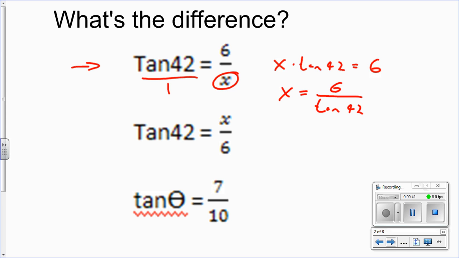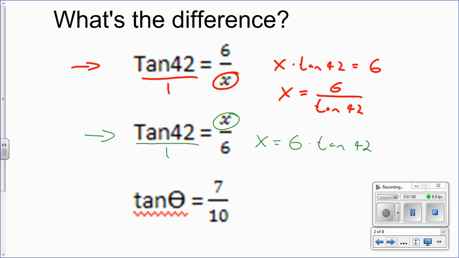Notice for this one, we have x in the numerator. So if we cross multiply, we get x equals 6 times the tangent of 42, which will give us a different answer than the previous one.